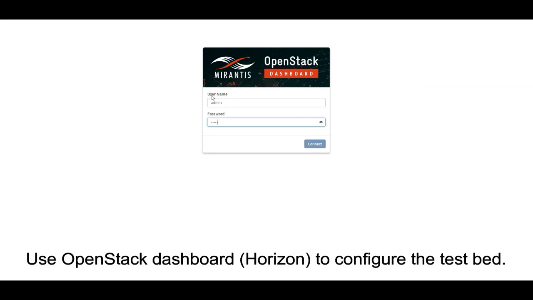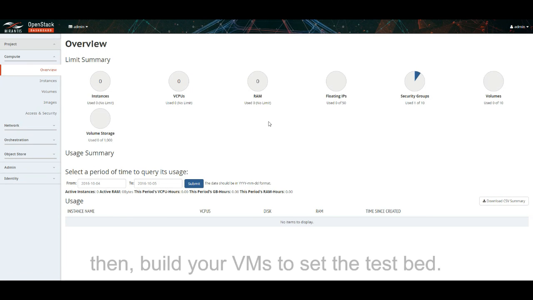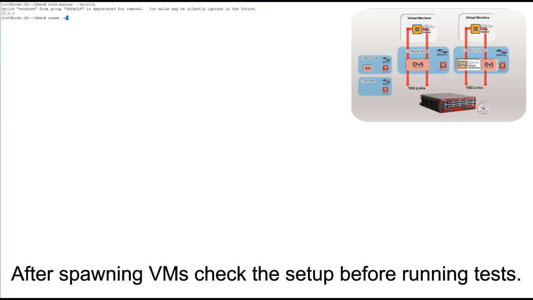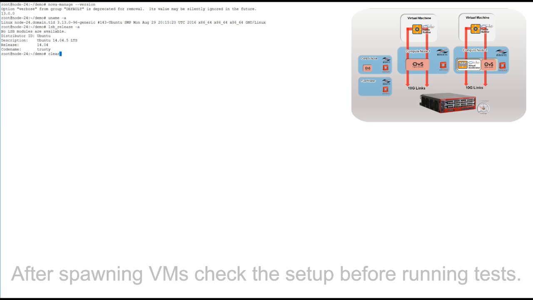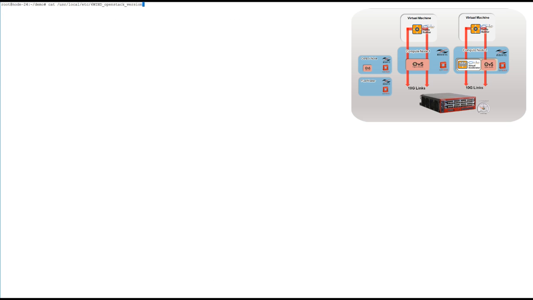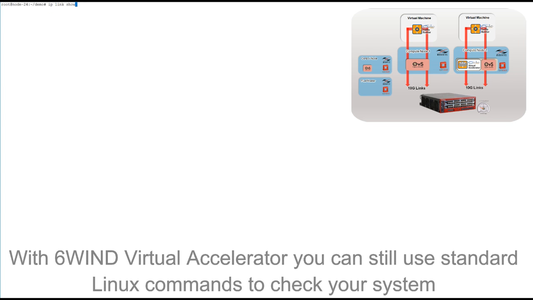Although we will not show the execution, we use the Horizon GUI to add images and flavors and build the VMs used in the test. After creating the VMs and before running the tests, we make a quick check of the system configuration. And thanks to 6Win Virtual Accelerator's transparency, this check relies on standard Linux commands typically used for this purpose.